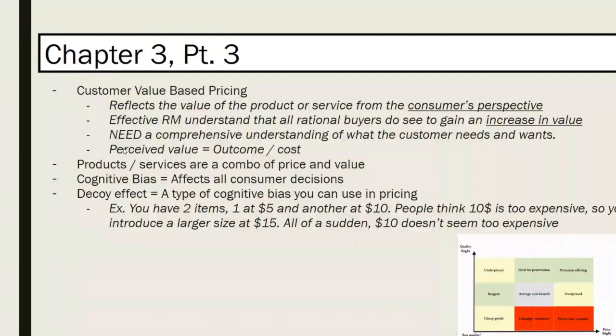To illustrate this, say for example, you go to a fast food restaurant, or any restaurant really, and you have a small Coke that costs $3, and a large Coke that costs $8, right? So you have $3 or $8. Some people.